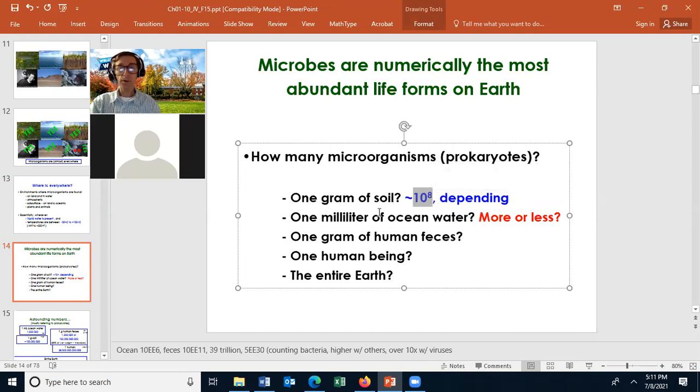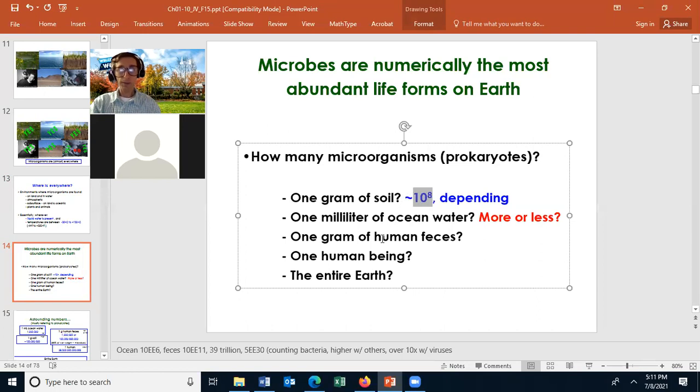Do you find more or less bacteria in a milliliter of ocean water? And that would be 1 gram of ocean water. So more or less? Anyone want to guess? Come on, somebody guess. Less. Yes, you're correct. The oceans are known as the desert of the planet. There would be less cells in ocean water than in your average soil.